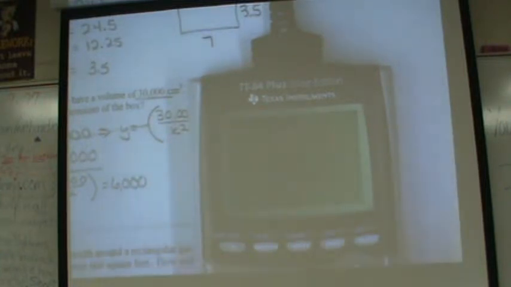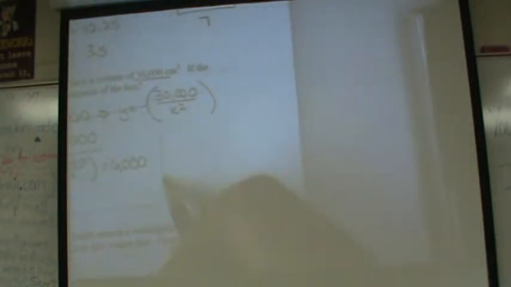Second, calc, 0. Now mine went by fives. So 5, 10, 15, 20. Let's say between 20 and 30. I'm going to do 20, enter, 30, enter, enter. My first solution is 21.7. So, case number 1. We have 2 cases. Case number 1, I got X is 21.7.